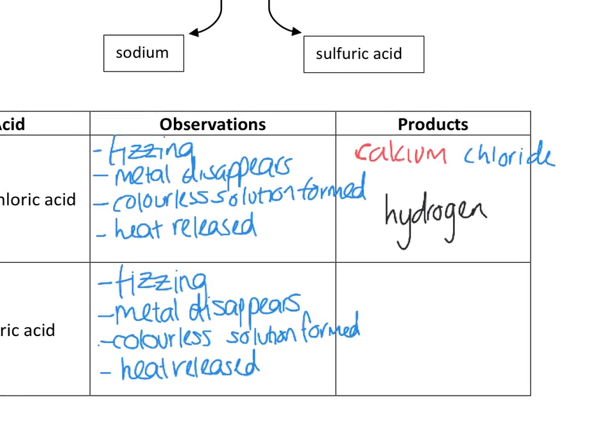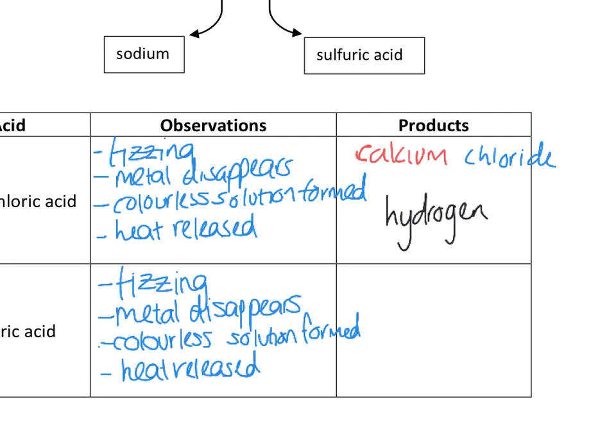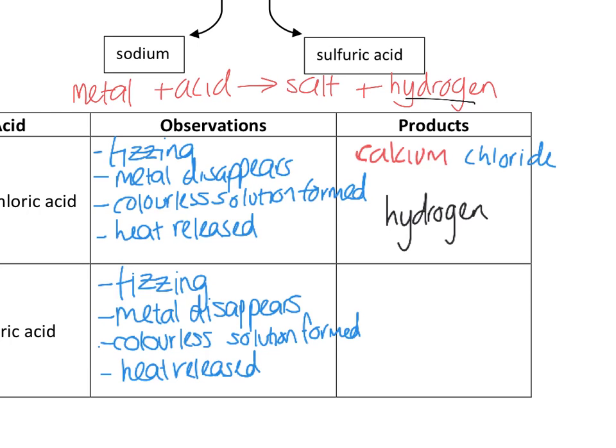So the first thing I have is my salt being produced. So a metal plus acid gives us a salt plus hydrogen. And you always have to come back to these general equations when you're determining your products, because you'll know you get a salt and then you have to work out what your other product is, and in this case it's hydrogen. So always refer back to that general equation.